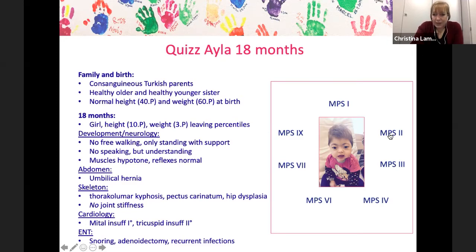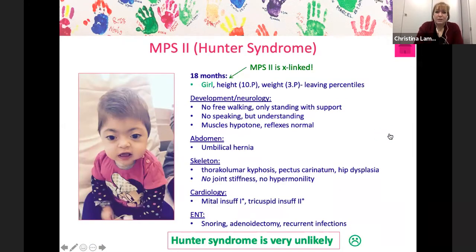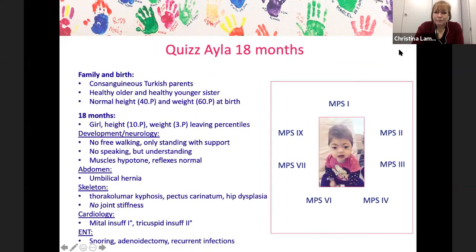So let's start with MPS 2. Is it possible that she is an MPS 2, so a Hunter syndrome? Actually, it is unlikely due to the fact that this child is a girl, and Hunter syndrome is the only type of MPS that is X-linked, so mainly boys are affected. There are a handful of girls in the world, but these are spontaneous mutations, and usually the mothers are carriers and the boys are affected. Since she's a girl, Hunter syndrome is very unlikely.